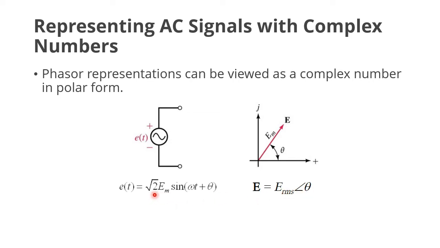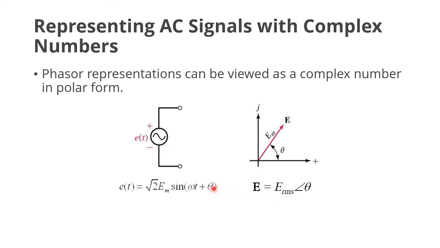Here we have root 2 Em. This Em, or E peak value, can be converted into RMS value. As I said earlier, if we divide the peak value by root 2, we will get the RMS value. So the E RMS will be equal to root 2 Em by root 2. The root 2 will be cancelled, and again we will get Em. So according to this equation, the E RMS will be equal to Em and angle theta.